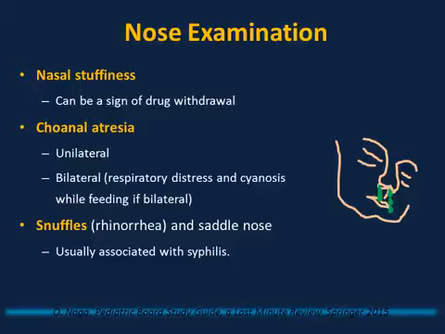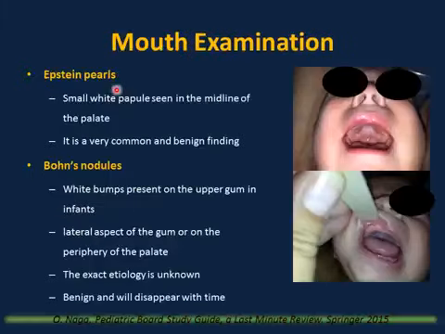Very important to know. Mouth examination. Epstein pearls are small white papules seen in the midline of the palate. It is very common and benign and disappears with time, requiring reassurance. Bohn's nodules are white bumps on the upper gum. They are commonly seen in the lateral aspect of the gum and on the periphery of the palate as well. The exact etiology is unknown, but it is believed to be a remnant from the dental lamina. It is benign and will disappear with time.